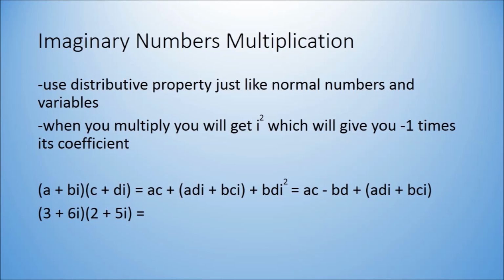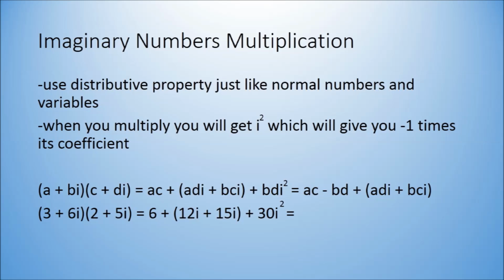So here you're going to use the distributive property. You'll first multiply 3 times 2, which is 6. And then you multiply 3 times 5i, which is 15i. Then 6i times 2, which is 12i. And then 6i times 5i, which is 30i squared. And so you get that.